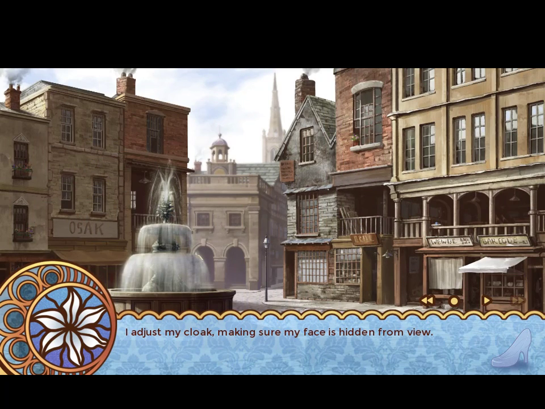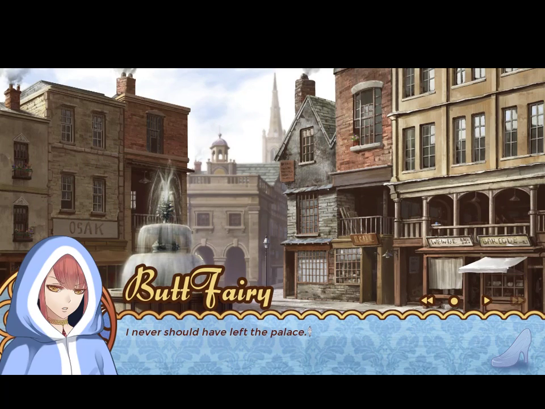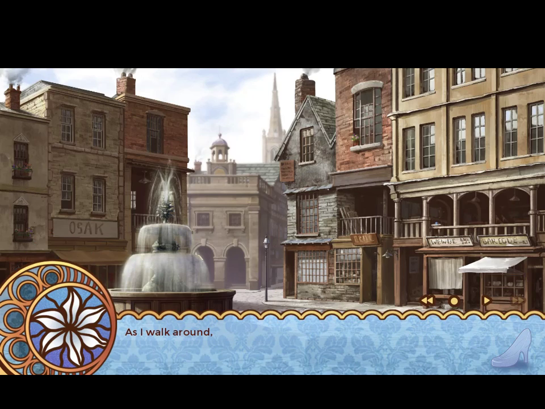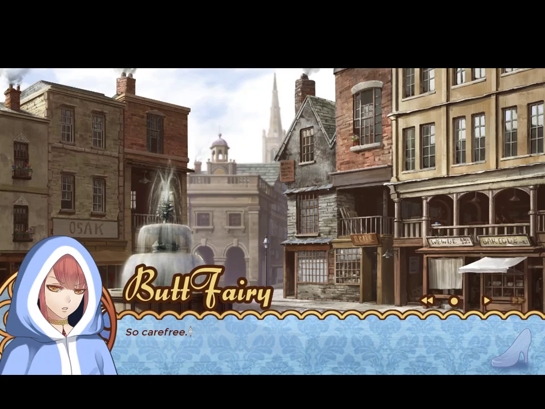I adjust my cloak, making sure my face is hidden from view. I never should have left the palace. As I walk around, I watch the people bumbling down the street. So carefree. They work so hard for so little reward. They could work their entire lives and never have a fraction of what I have. And yet, they are happy.